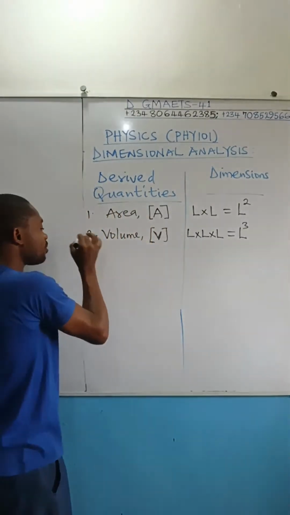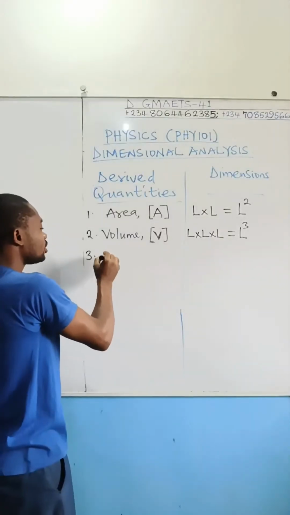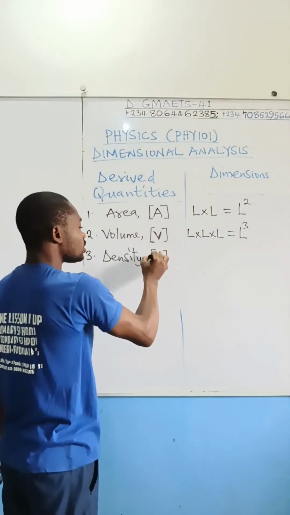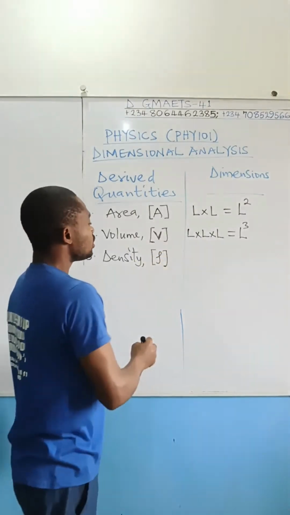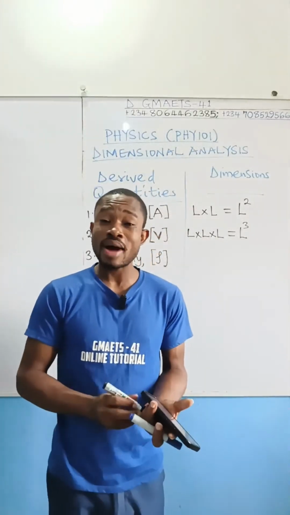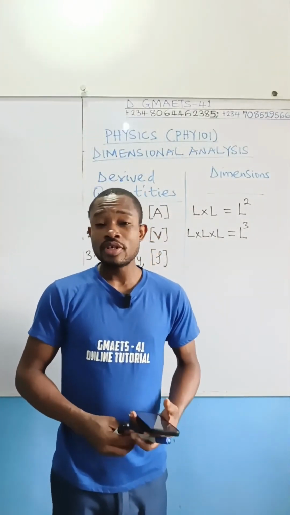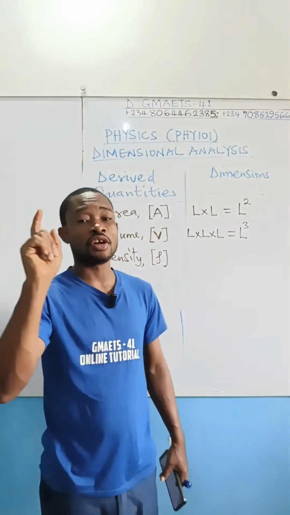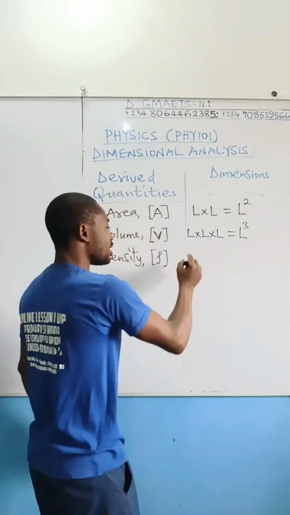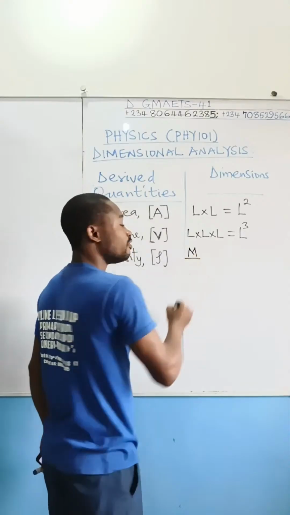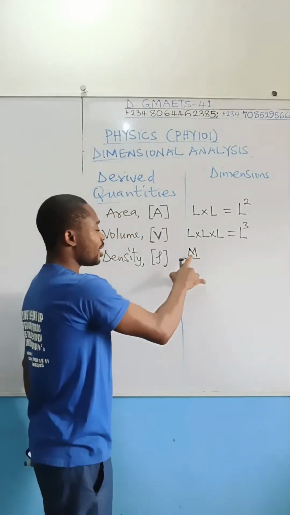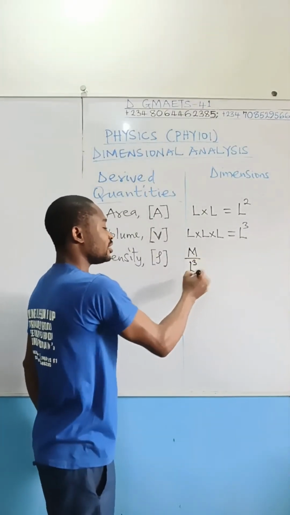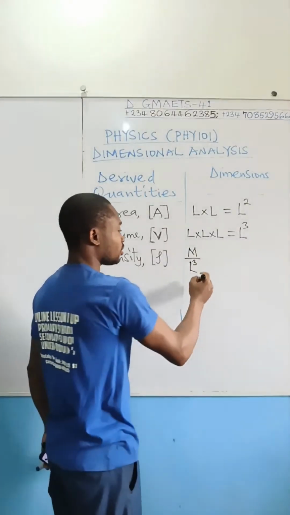I'd like us to look at the dimension of density. We use this symbol to represent density, so we are looking at the dimension. Density is defined as mass over volume, mass per unit volume. So to get the dimension, it's going to be the dimension of mass all over the dimension of volume. The dimension of mass is M, so it is M all over the dimension of volume. The dimension of volume is cubic length, L to the power of 3.